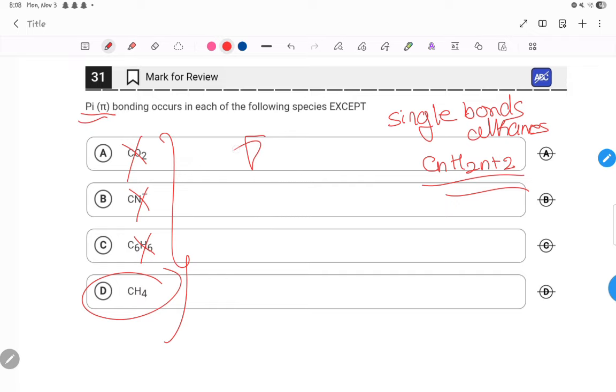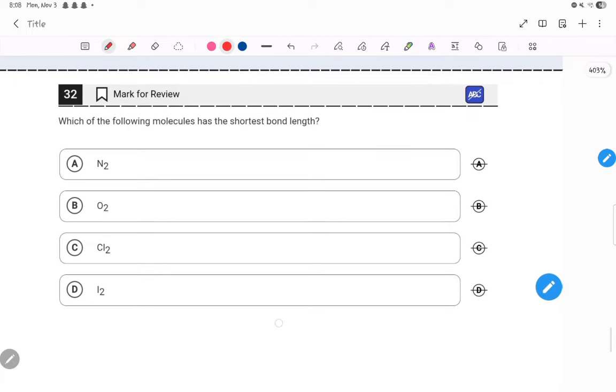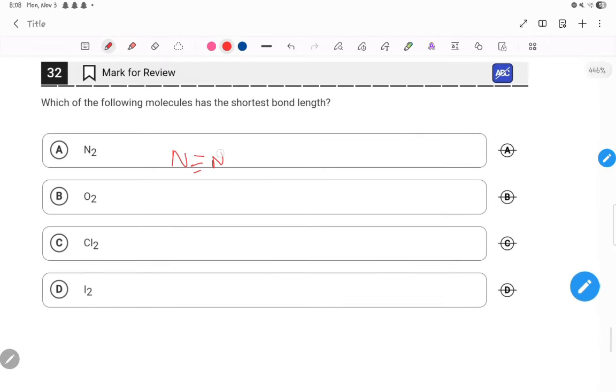32, which of the following has the shortest bond length? So we have to draw N triple bond N, O double bond O, Cl single bond Cl, and then I single bond I.